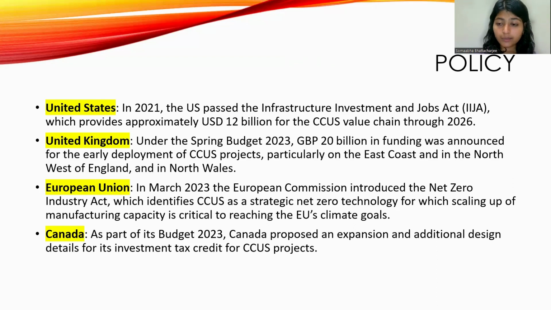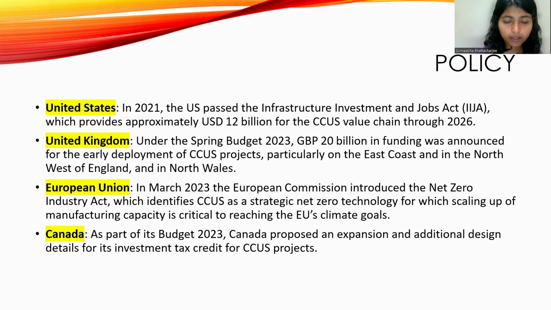Now talking about the United Kingdom. So under the Spring Budget 2023, GBP 20 billion in funding was announced for the early development of CCS projects, particularly on the east coast and in the northwest of England and North Wales. So 20 billion Great Britain pounds was funded for the development of CCS projects in particularly these three locations, that is the east coast, the northwest of England, and North Wales.